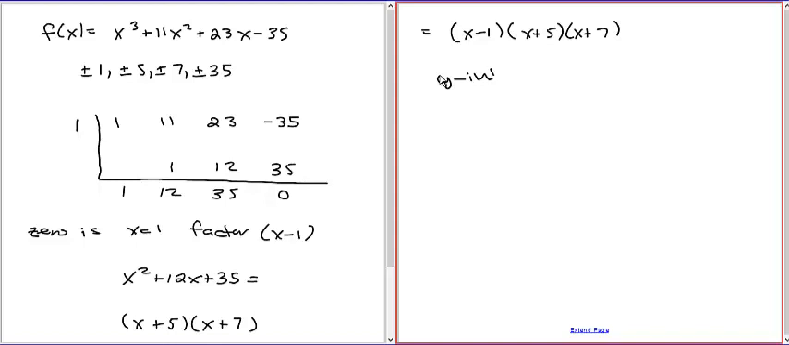And we can also find the y-intercept. That's f of 0. So we go over to the unfactored form and look for the constant, which is negative 35. And remember the corresponding zeros here: x equals 1, x equals negative 5, and x equals negative 7.